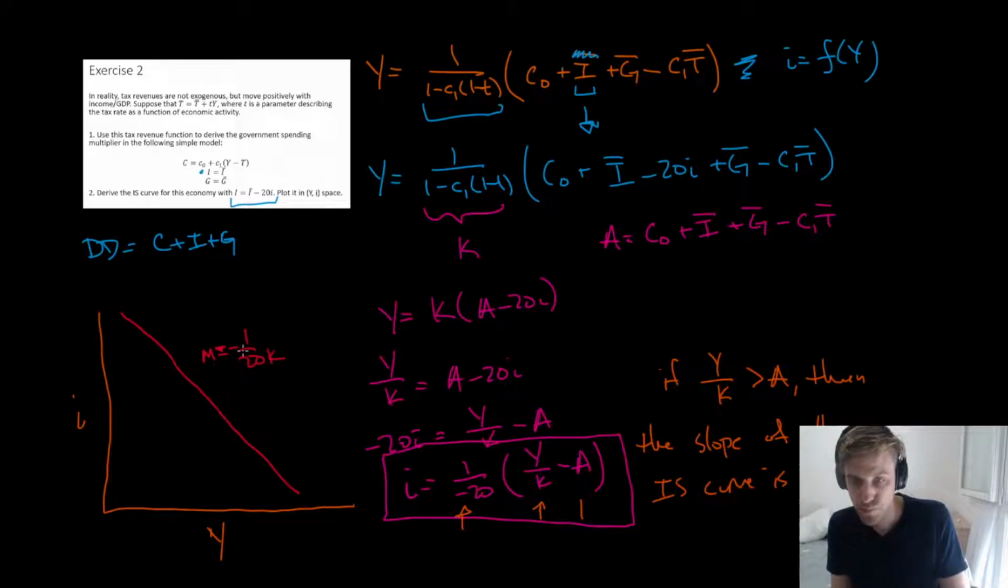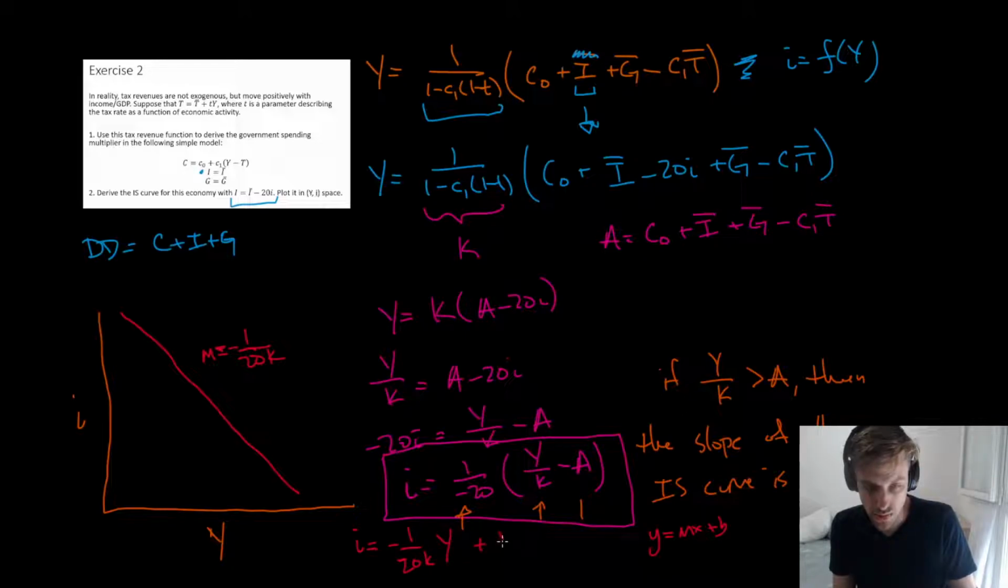Right? Because where did this come from? Because I'm factoring through here. We want to get this into the y equals mx plus b form to be a line. So we'll get i equals minus 1 over 20k times y plus 1 over 20 a. So now we just read off. Here's our m, minus 1 over 20k, and then the intercept, which is up here somewhere, will be at 1 over 20 a. And there you go.